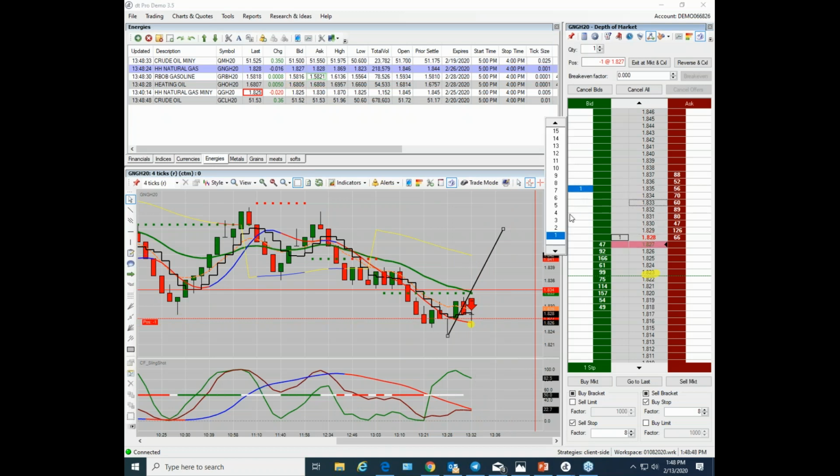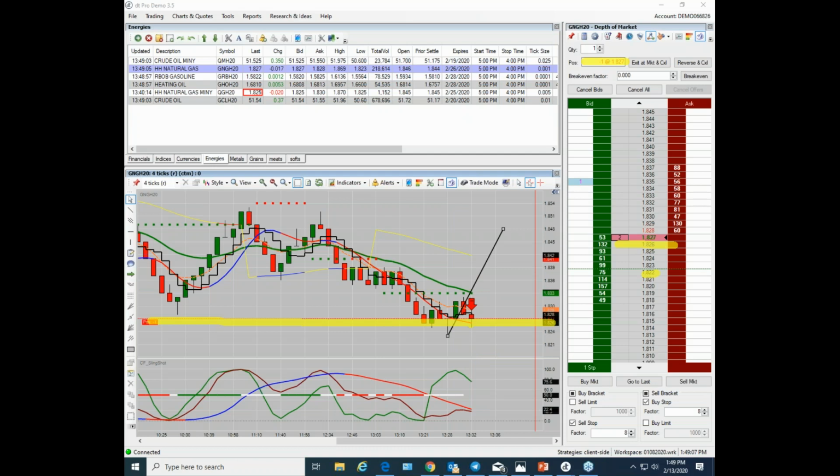Where's our entry? Here. It's outlined here. It's outlined in the chart. There's several places to tell you you are short, and this is where you're short from. So that's the game plan with the natural gas for now. That's what we're looking at.